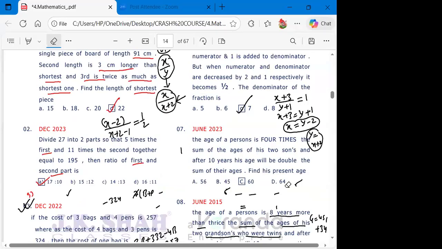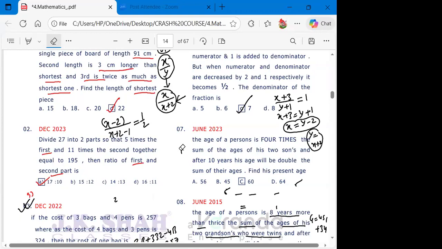Let's see. The age of a person is 4 times the sum of the ages of his two sons, and after 10 years, his age will be double the sum of their ages. Find his present age. Correct?